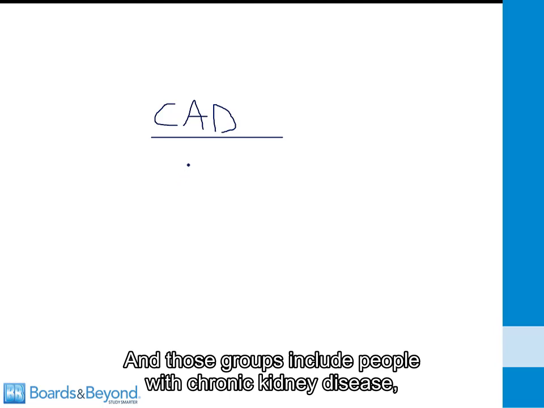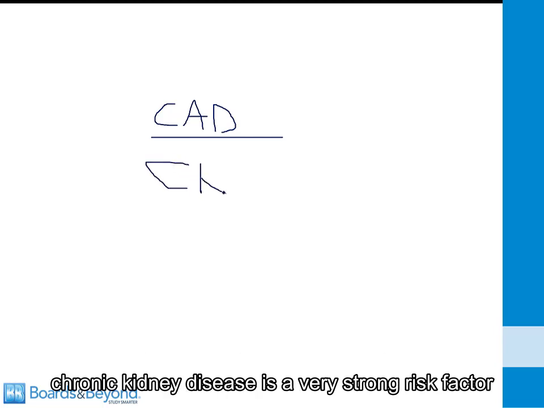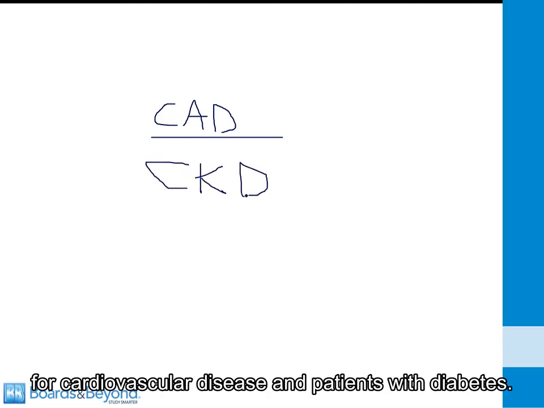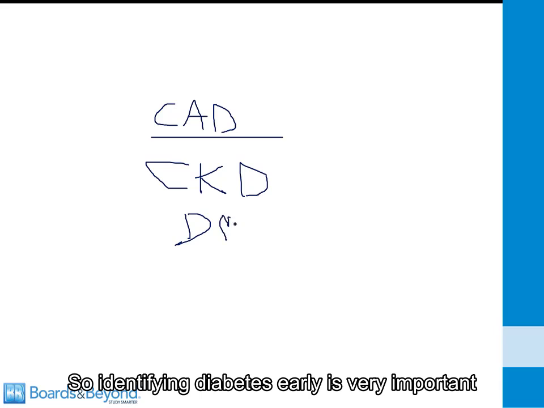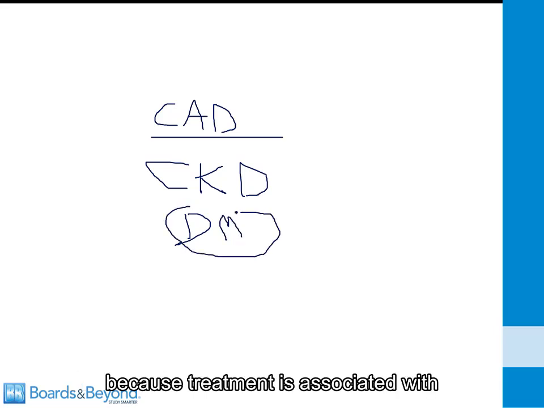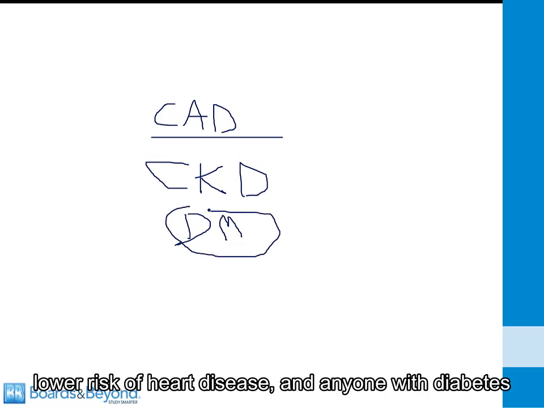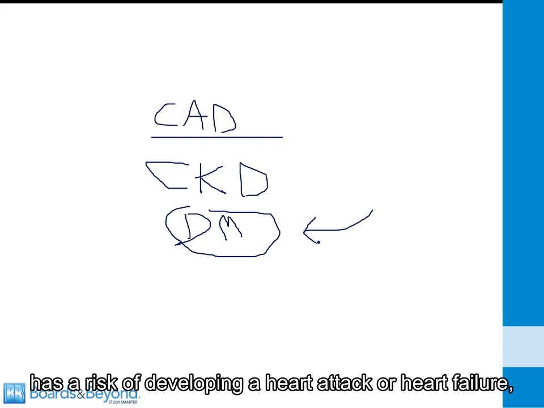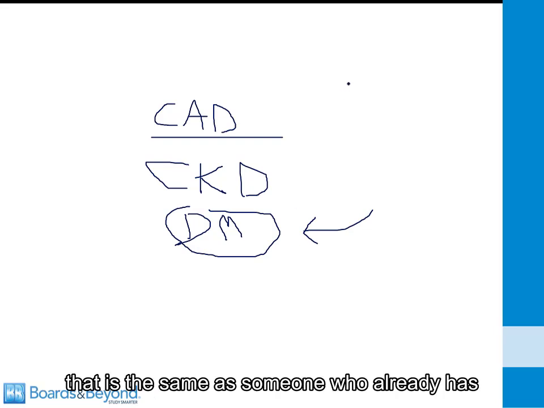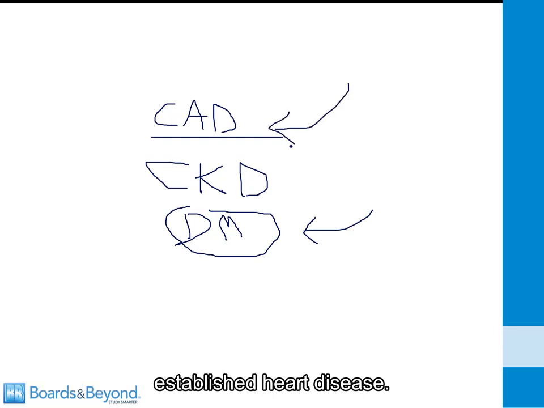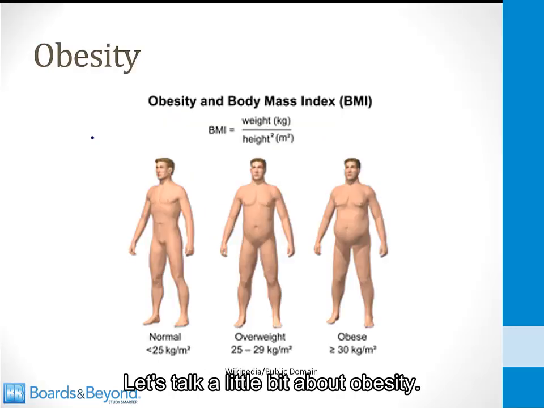And those groups include people with chronic kidney disease. Chronic kidney disease is a very strong risk factor for cardiovascular disease, and patients with diabetes. So identifying diabetes early is very important because treatment is associated with lower risk of heart disease, and anyone with diabetes has a risk of developing a heart attack or heart failure that is the same as someone who already has established heart disease.